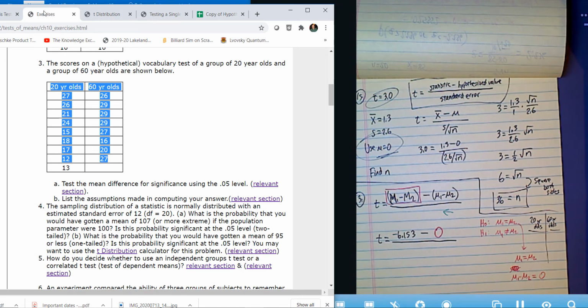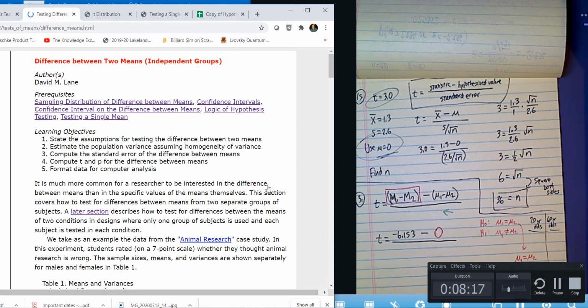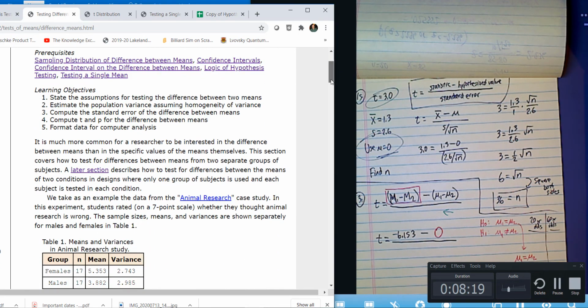Now, I guess what is uncommon is figuring out what to put for the standard error. It's not as simple as s over square root of n, like the last one we had. So I want to go to the relevant section to show you what happens.